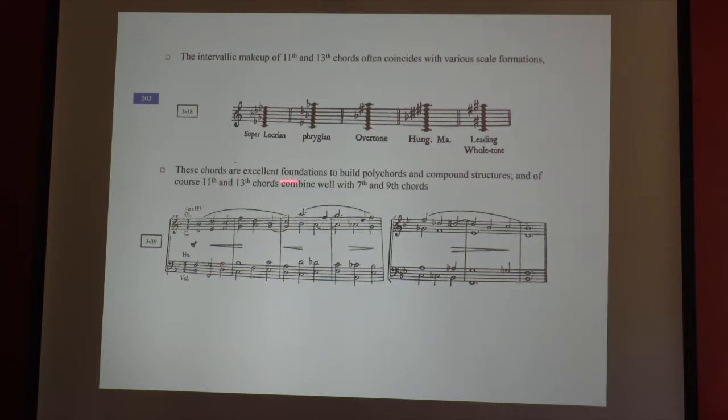Now here we can see these chords become polychords and compound structures. And they also combine well with 7th and 9th chords. So all of these extended harmonies work well together, and you can stack them together. We'll look later on in the course at more polychords. Do we have this one? 39. Yeah.